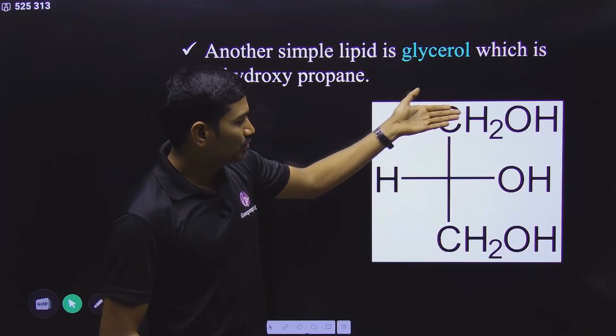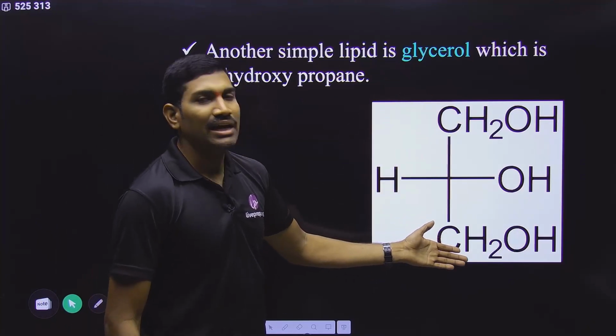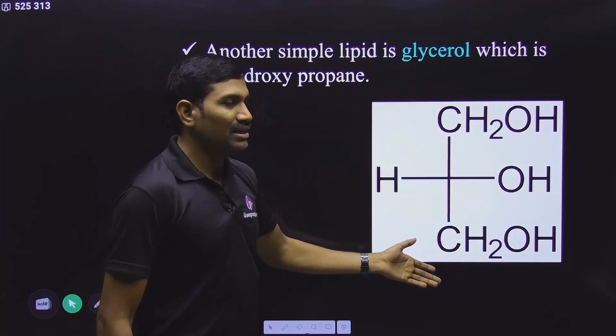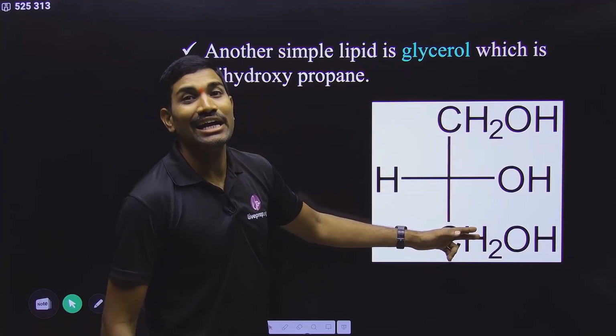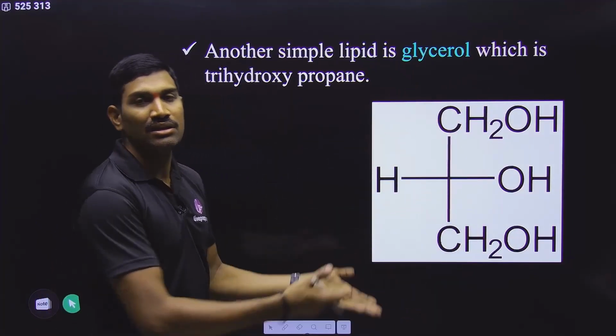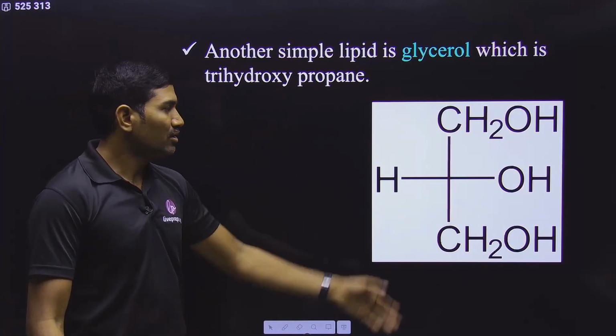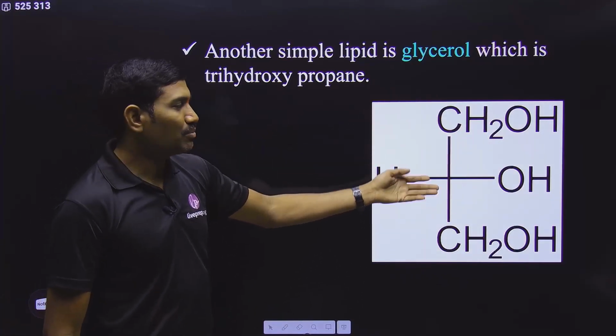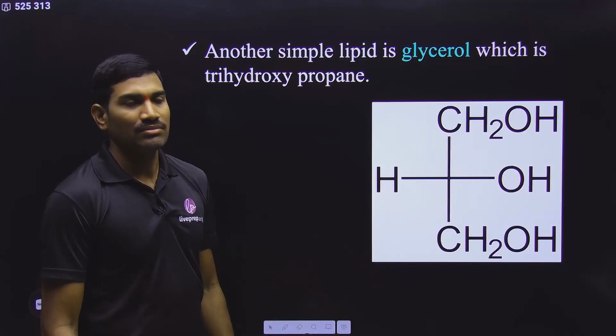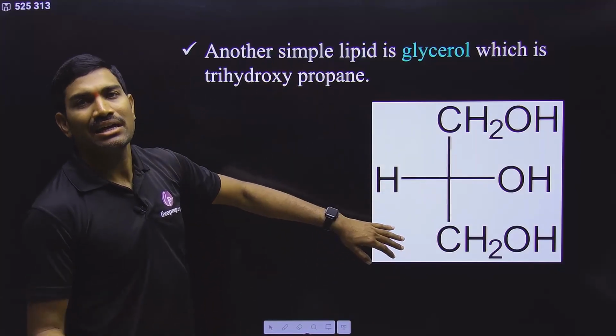Its structure is CH2OH, CHOH and CH2OH. So it contains 3 carbons, with hydroxy, hydroxy, hydroxy. 1, 2, 3 trihydroxy propane is nothing but glycerol. Like this you can write it: 1 comma 2 comma 3 trihydroxy propane is glycerol. Understood or not? This also you can consider as a lipid.